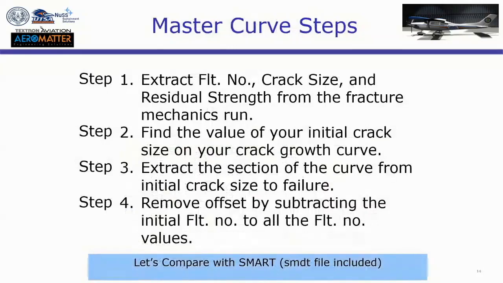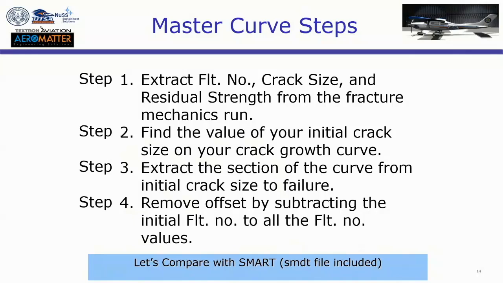We're going to follow these steps, which is: you extract the flight number, crack size, and residual strength from the fracture mechanics run. So you go and run AFGROW, NASGRO, your internal fracture mechanics, and you extract this information: flight number, crack size, and residual strength. Then you bring those into Excel, for example, and you find the value for your initial crack size.